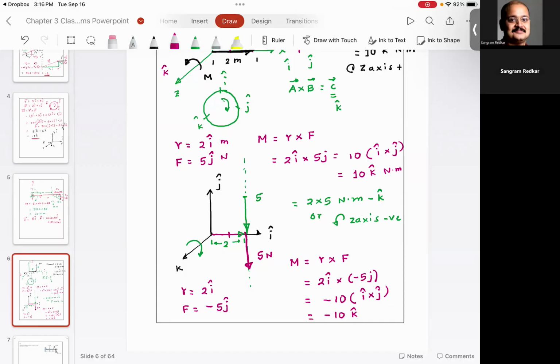Imagine if your radius is in 3 dimensions and your force is in 3 dimensions, it's very difficult to visualize what force is multiplying with what radius. So the technique that I have shown here is simple multiplication, works very well for the two-dimensional cases, but it does not work, or it may not give you correct answers for three-dimensional case.